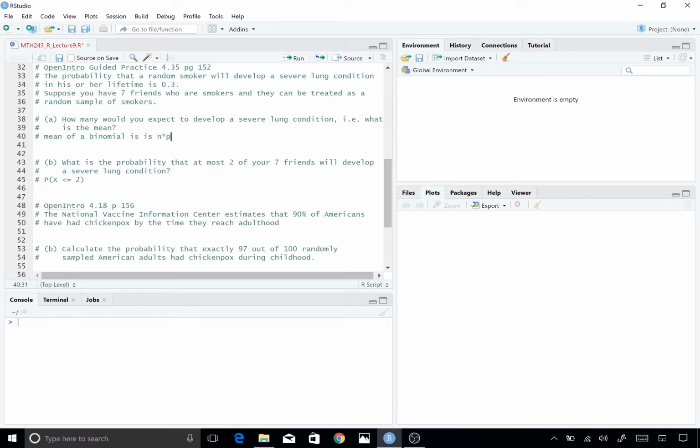First, how many would we expect to get the disease? The mean of the binomial distribution is n times p. And here, n is 7, p is 0.3, and that's 2.1. We expect 2.1 of your friends to get the lung disease. The mean of a distribution is also known as its expected value.